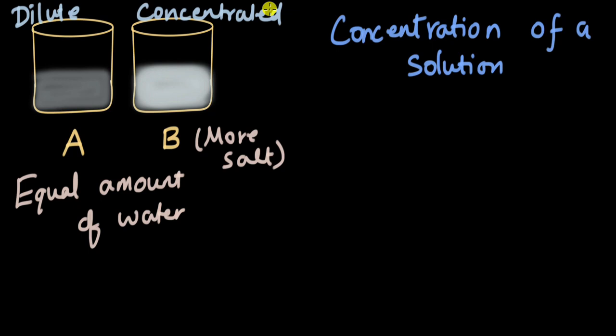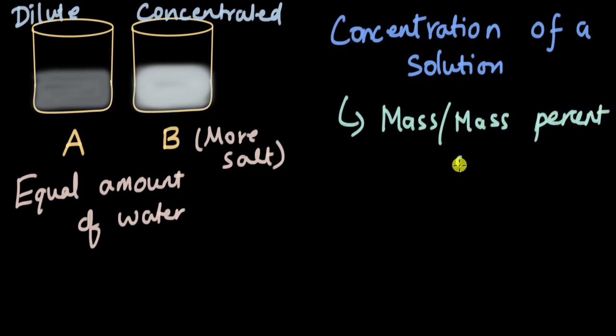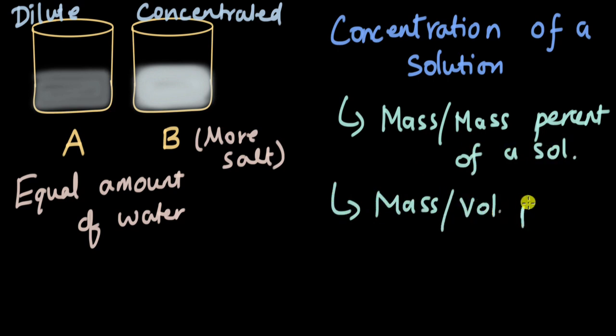When you have two beakers, now you know which one is more concentrated, which one is less concentrated. Whichever one is less concentrated, that is called dilute compared to the other beaker. In this case, beaker A has a dilute solution compared to beaker B. Now concentration of a solution can be measured in two ways. One is mass by mass percent of a solution, and the second is mass by volume percent of a solution.